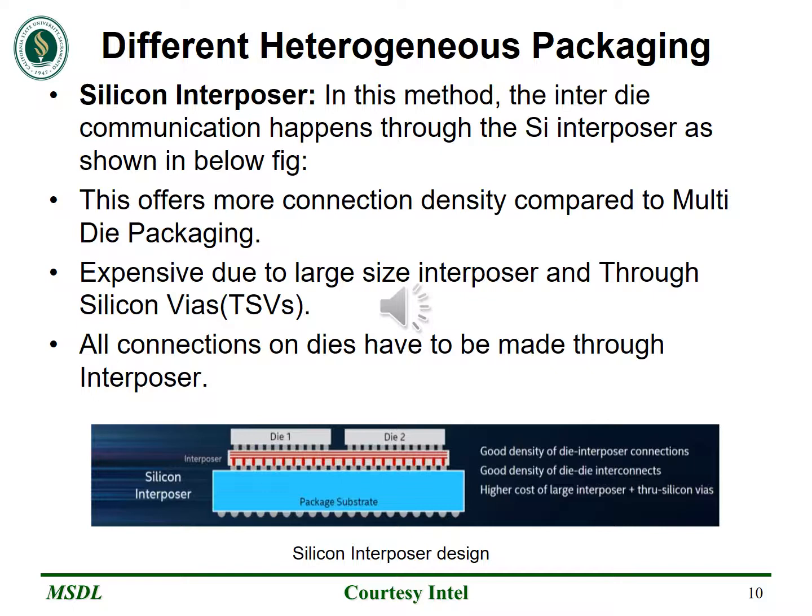This offers more connection density compared to multi-die packaging. Coming to the advantages, it has good density of die interposer connection and die-to-die interconnect. And the disadvantage is its higher cost of larger interposer and through silicon vias.